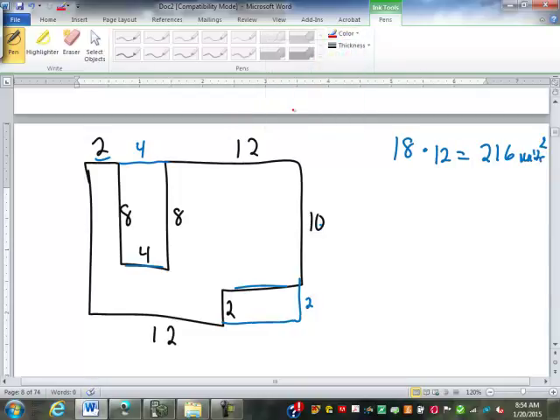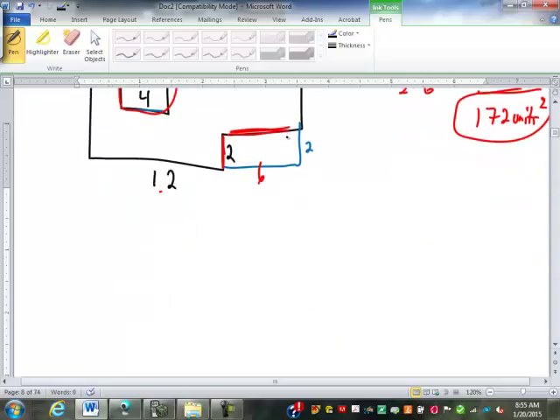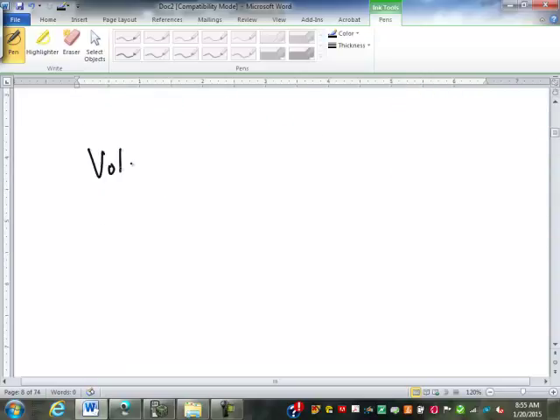And we're going to subtract out. This is going to be 4 by 8, which will be 32. This one is 2 by 6. 2 and 4 and 12 is 18. 18 minus 12 is 6. So 2 by 6 is going to be 12. So we're going to subtract 12. Let's see, it's 172 square inches or square feet or whatever it is. Not so bad? Well, the next step is to start talking about volume.